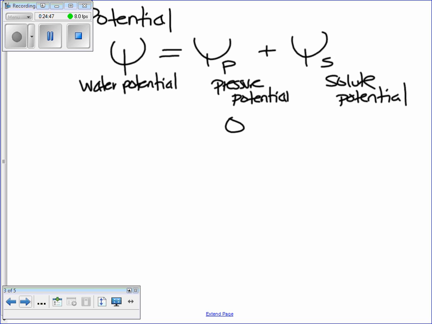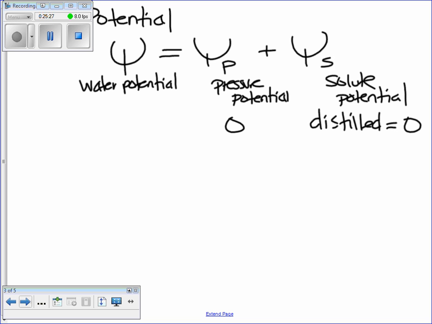The other is solute potential. Well, what's the least amount of solute you can have? 0. And that would be in what type of solution? Distilled water. Distilled water has 0 solute in it, and we assign it the value 0. Which means all other numbers have to be above or below 0? Below. All other numbers are going to be negative.